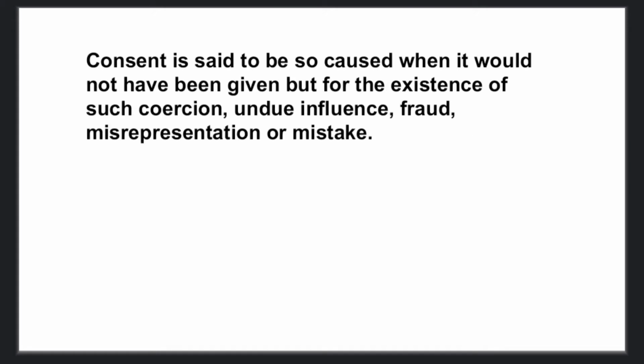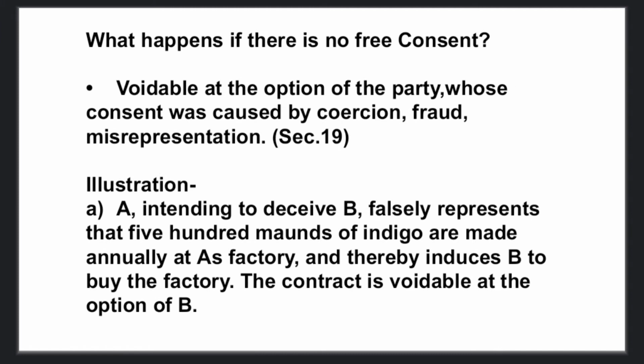Now it says consent is said to be so caused when it would not have been given but for the existence of such coercion, undue influence, fraud, misrepresentation or mistake. So when there is a consent, it is very important that all these factors should be absent. Which factors? Coercion, undue influence, fraud, misrepresentation and mistake. If any of these elements is present while taking the consent of a person, then that is not a valid contract. Now the question comes, what happens if there is no free consent?